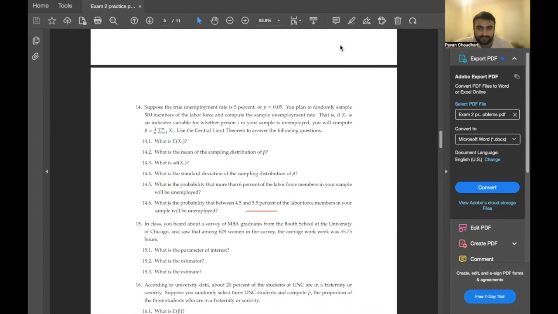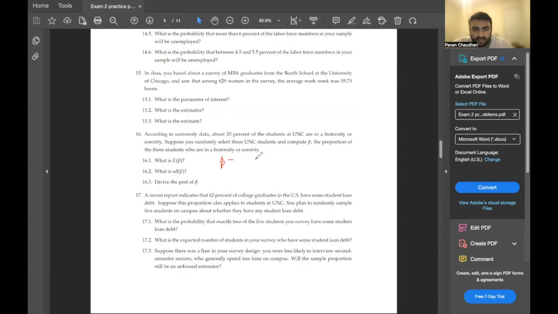Now, P hat is equal to x1 plus x2 plus x3, divided by 3. There are 3 students, and you're just taking the sample mean of them. Okay. What is the expected value? As we talked about before, the expected value is the same as each of the individual x's, and each of the individual x's will have a probability of 0.2, so it's just 0.2. The standard deviation is going to be the same as the standard deviation for each of the individual x's, so it's going to be the square root of 0.2 times 1 minus 0.2, but you have to divide by the square root of the number of samples, so square root of 3 in this case.